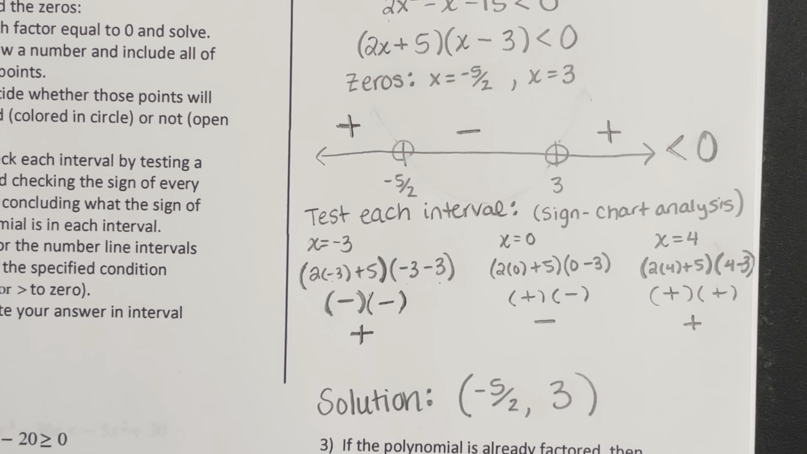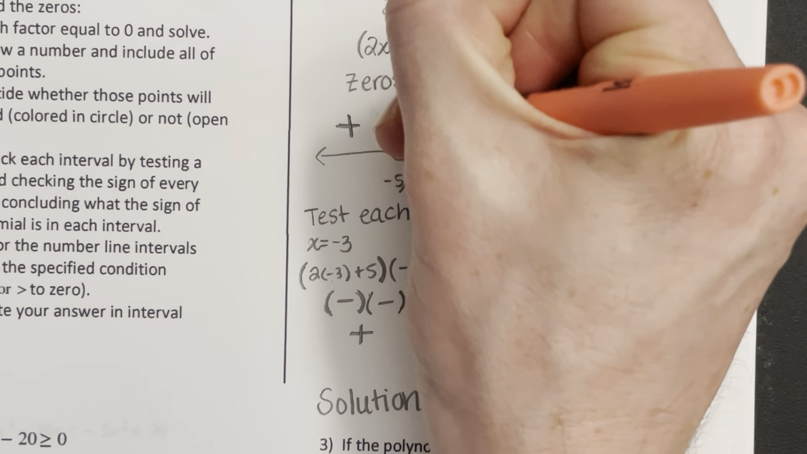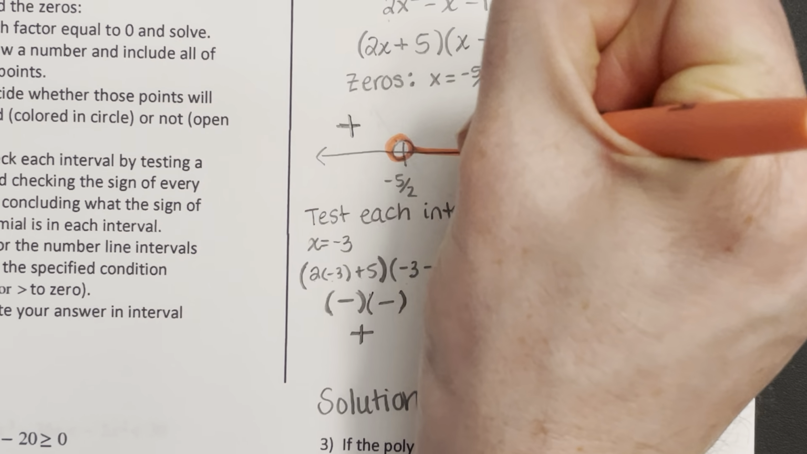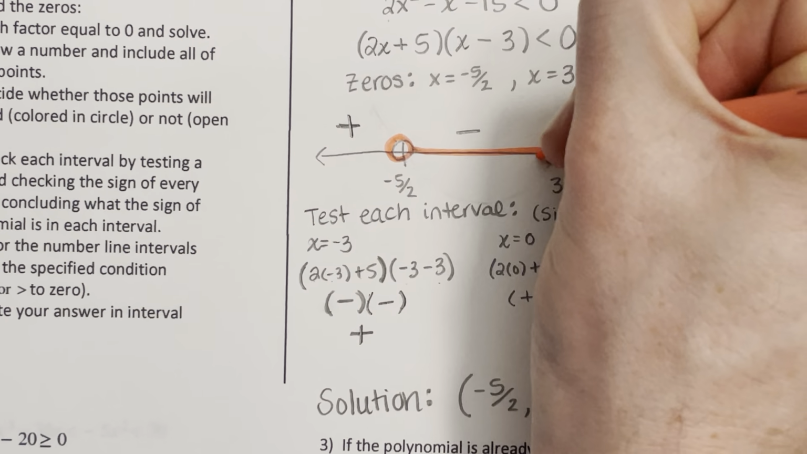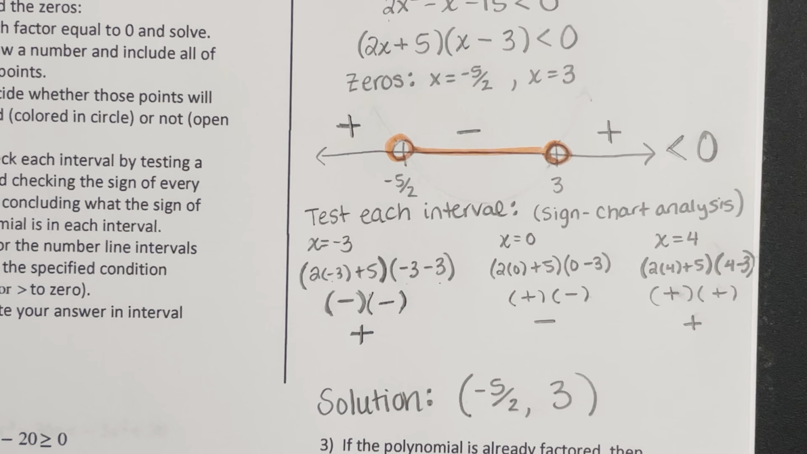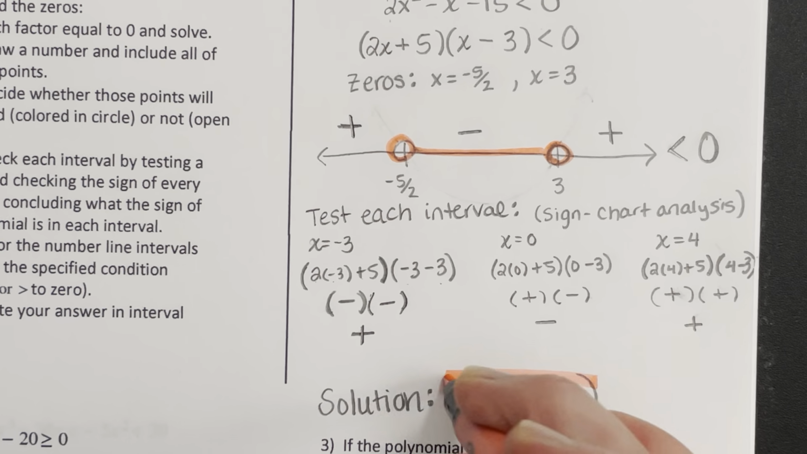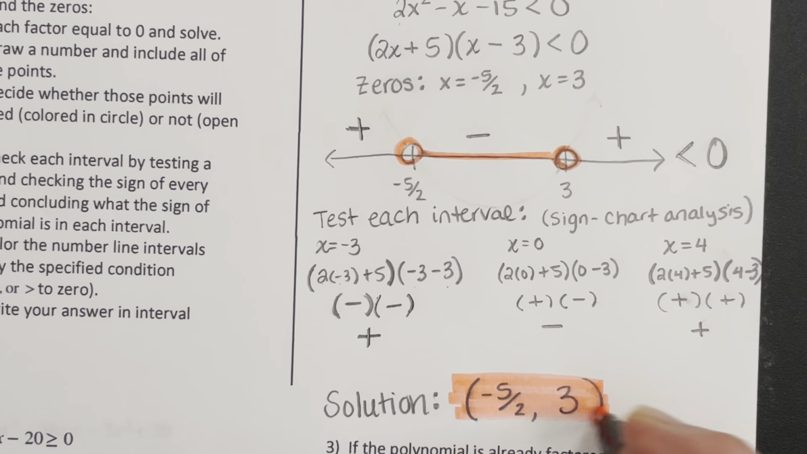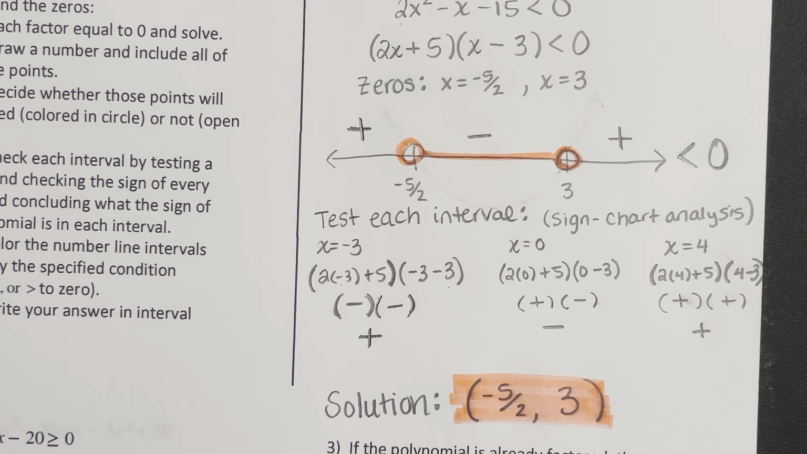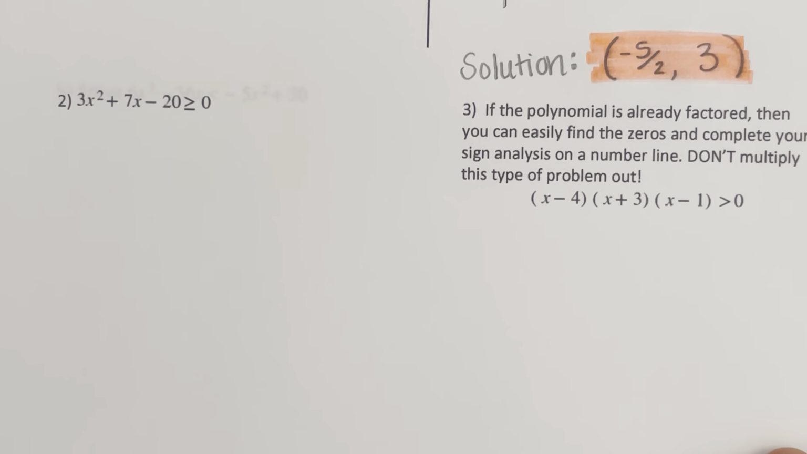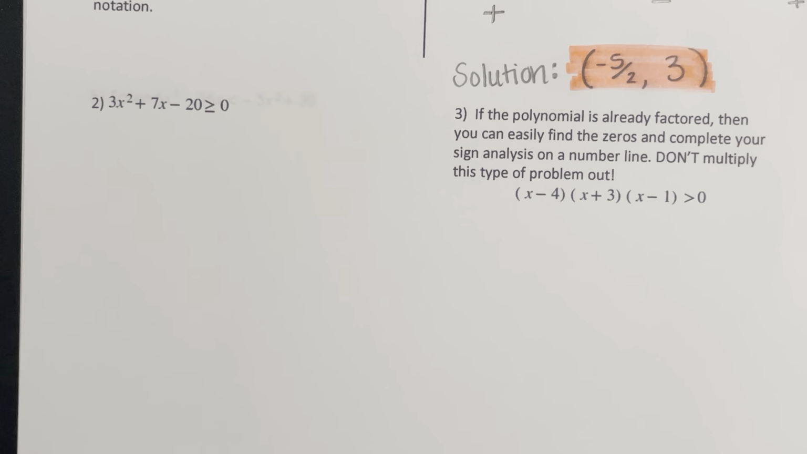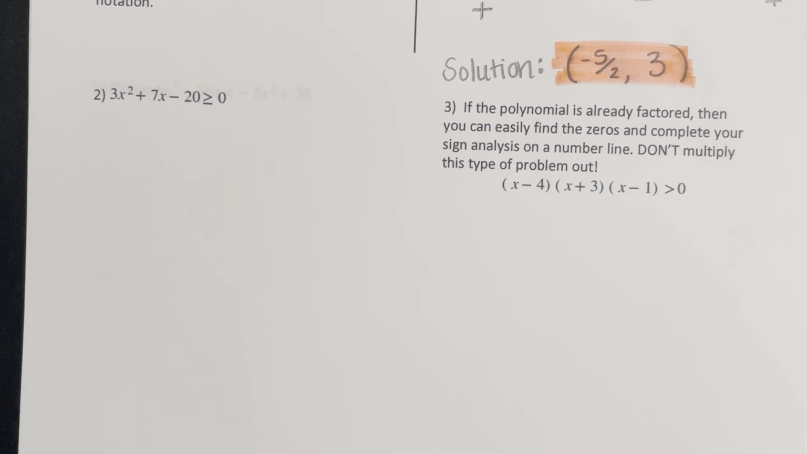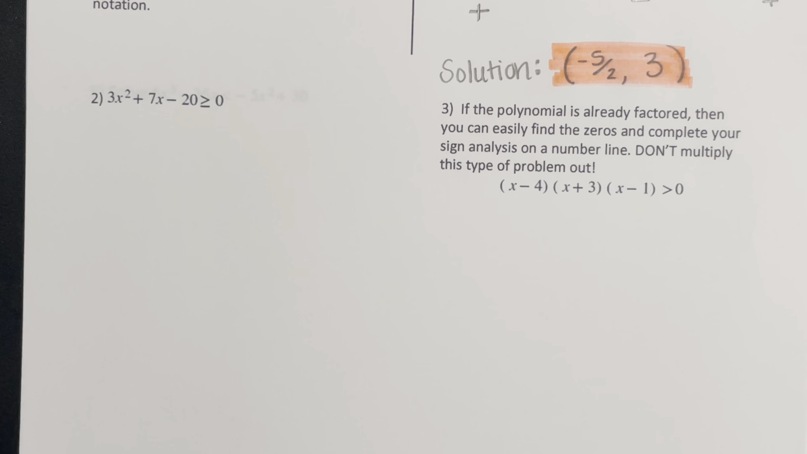We only care about when this inequality is less than 0. That happened in the middle between -5/2 and 3. So that solution, we write in interval notation, but we do get -5/2 to 3. We can do this with any quadratic or polynomial equation, and we're going to do that with other types of functions as well, so we'll eventually do rational inequalities.